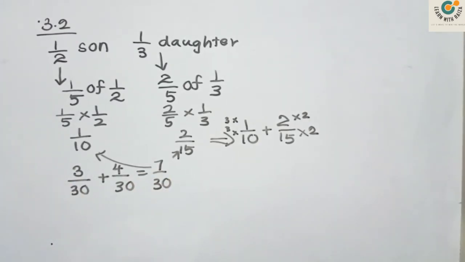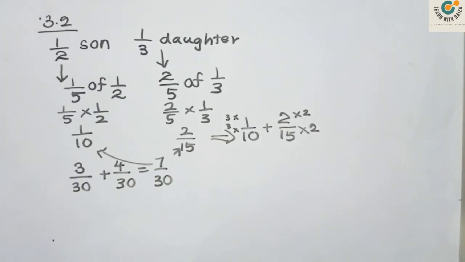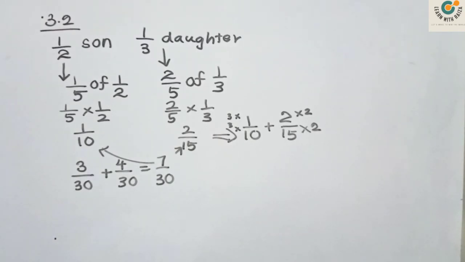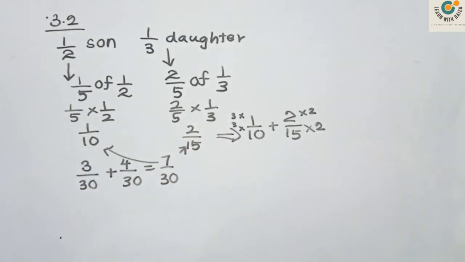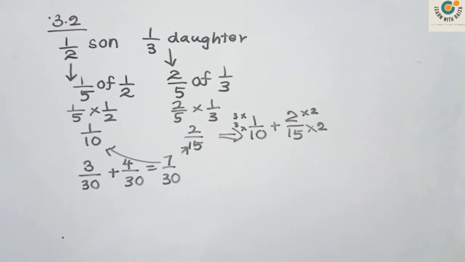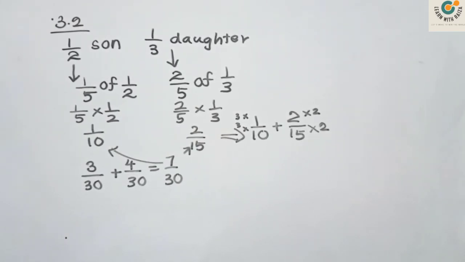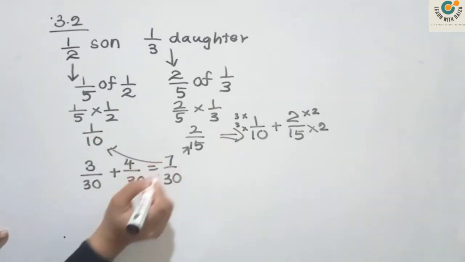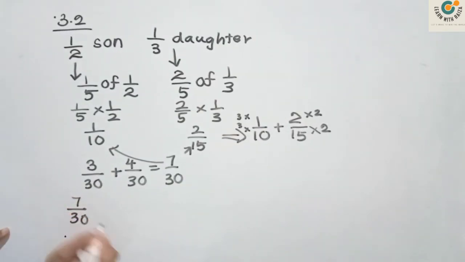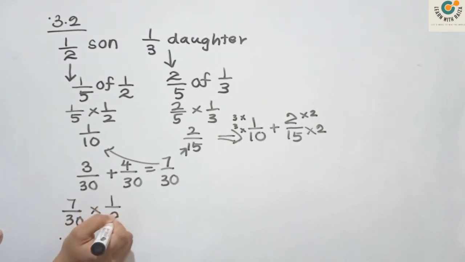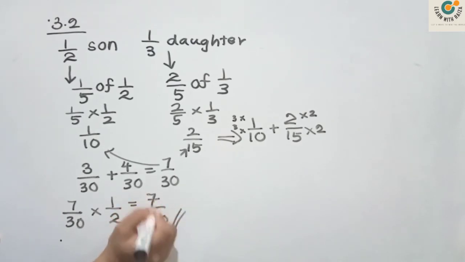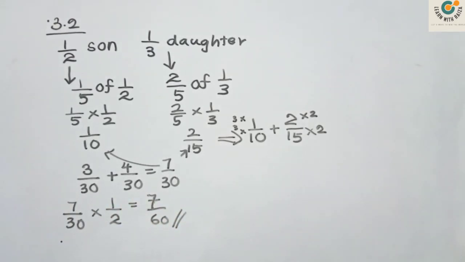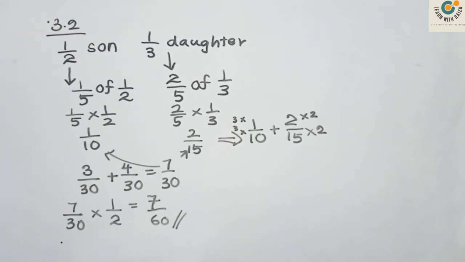So this is the portion received by the charitable foundation. But the question is, what fraction of the total land was the building constructed on? They say the foundation has decided to construct the building on half the land that they received. So 7 upon 30 should be multiplied by half, which gives 7 upon 60. This is the portion on which the charitable foundation has built the building.